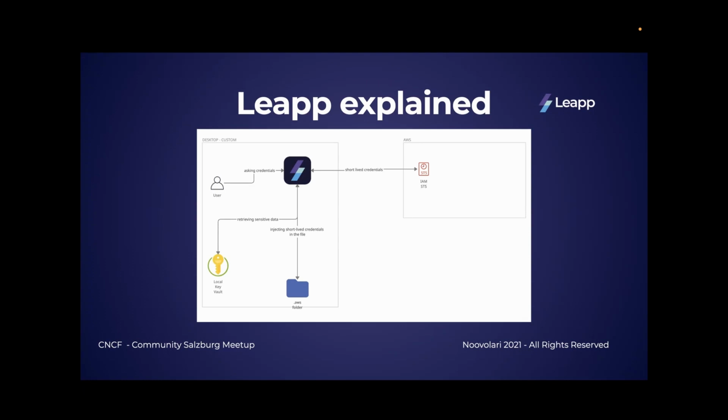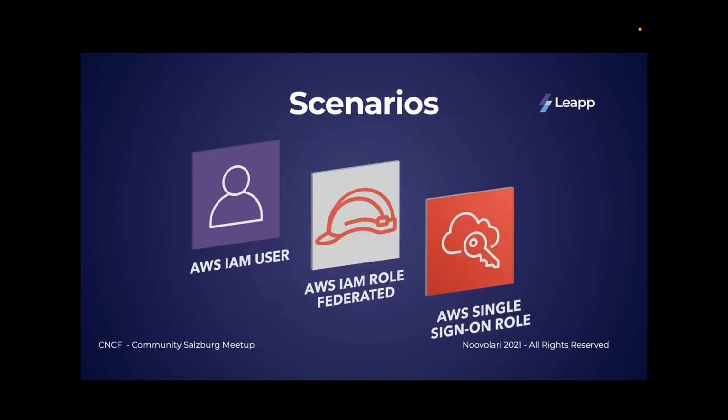But what different scenarios are we covering in terms of access method? Leap supports different use cases, such as integrating the authentication from any identity provider to AWS, like G Suite for us, but we also integrate with Okta, OneLogin, Azure AD. Everything is fully supported.